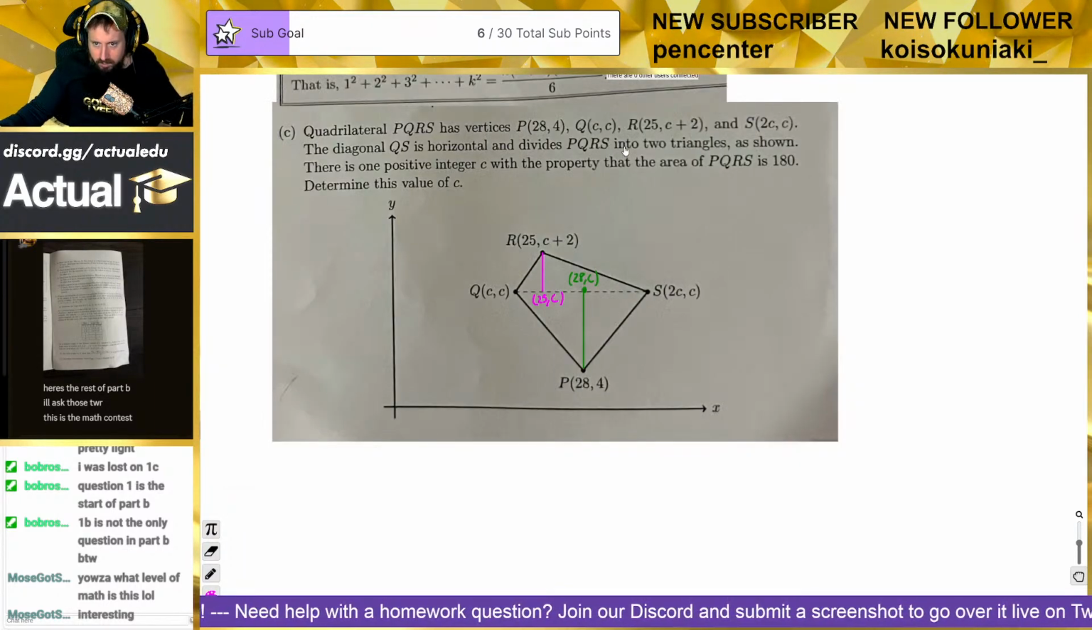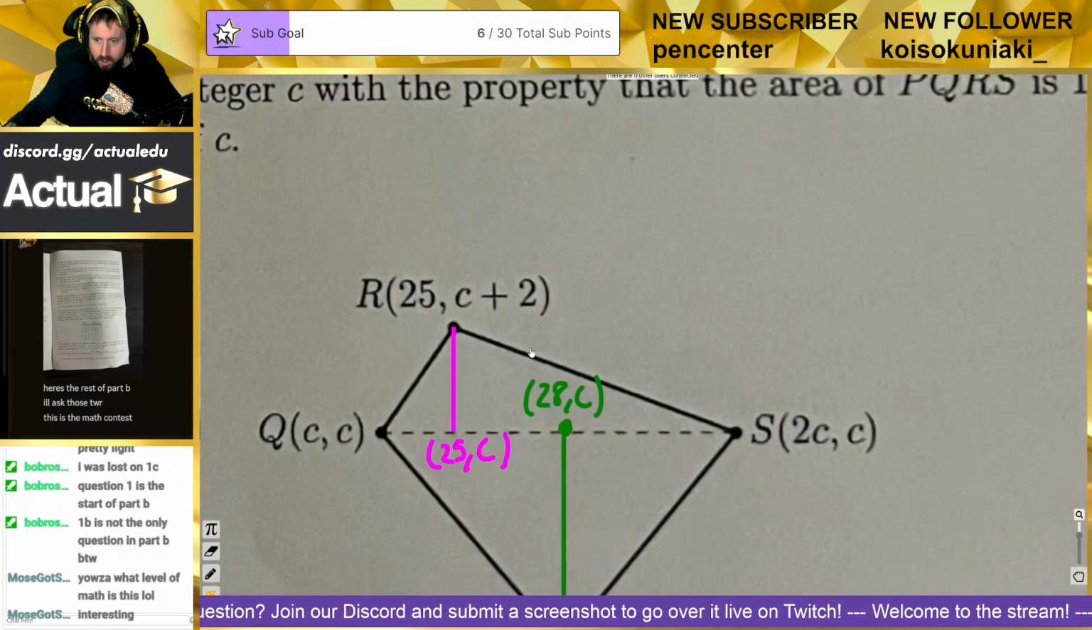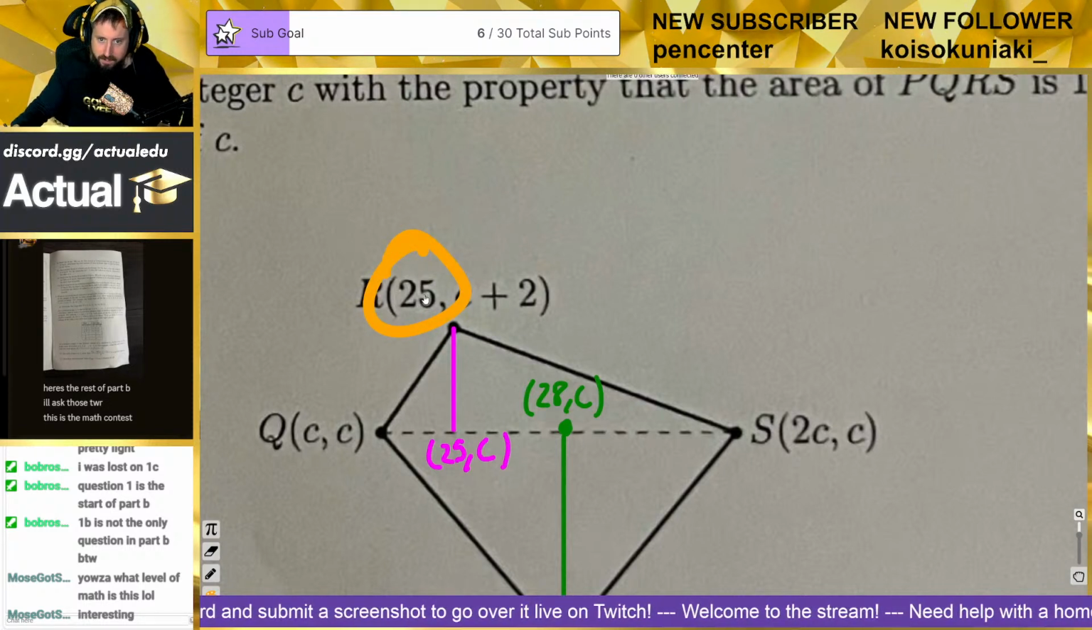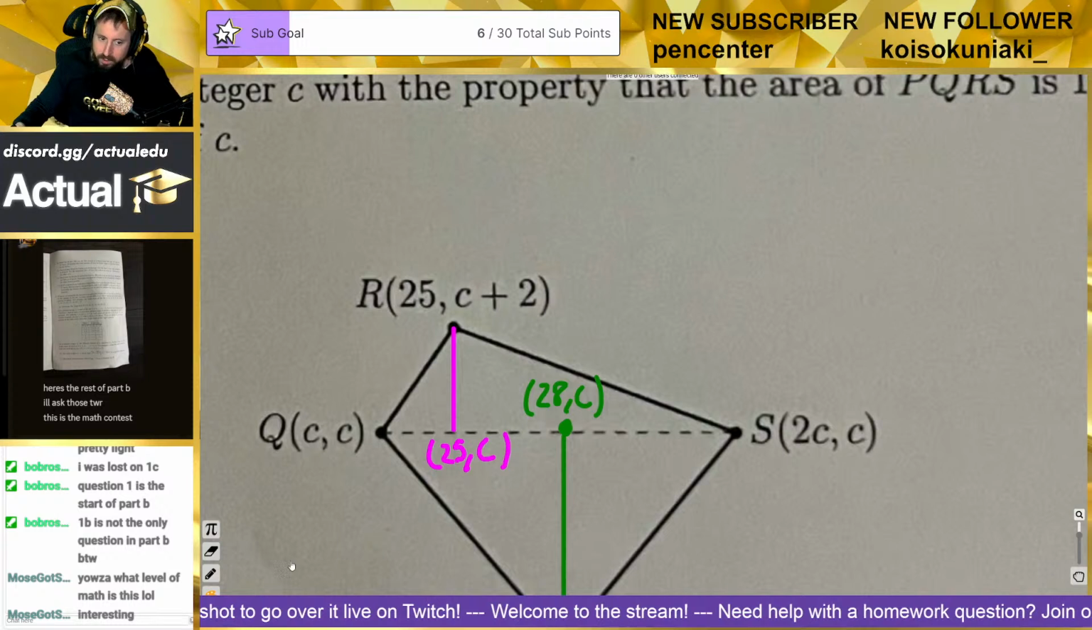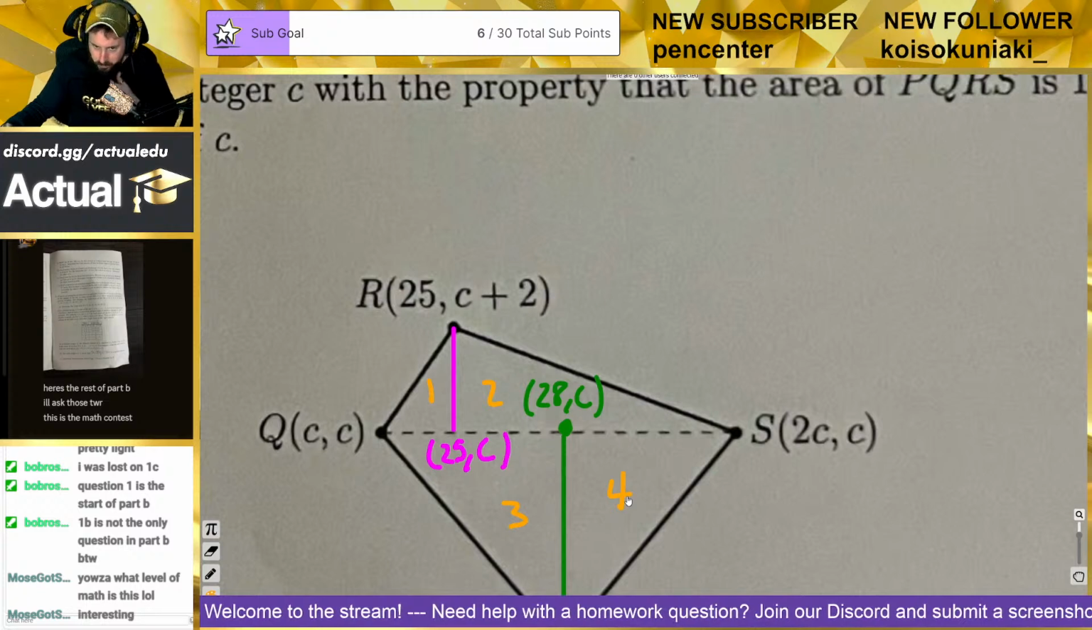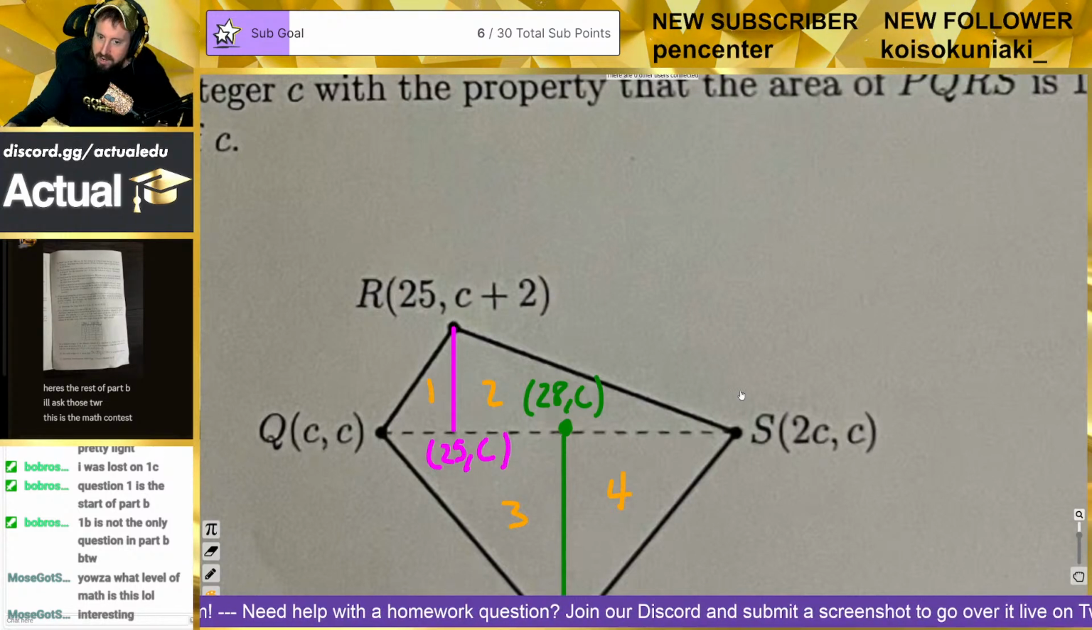So then let's try to do all the triangles. That's how I would approach it. Again, I know this one is 25 comma C because it has to have the same X coordinate as this one, and the same Y coordinate as this one. So I'm going to call this triangle 1, this triangle 2, this triangle 3, and this triangle 4. And because these are going straight down and hitting this, I know that these are 90-degree angles.